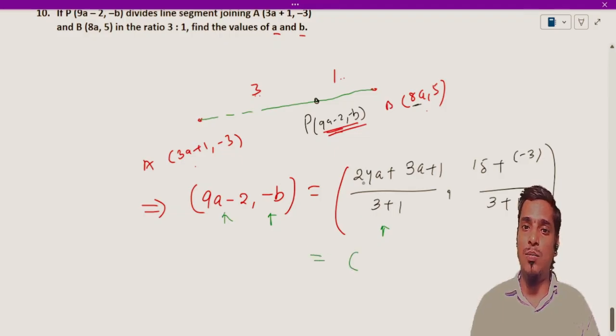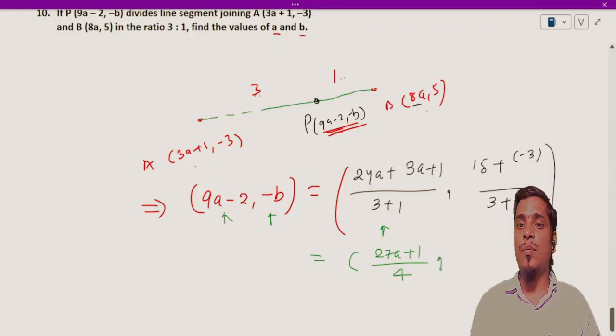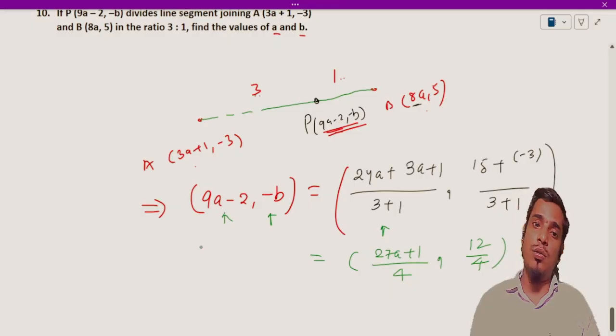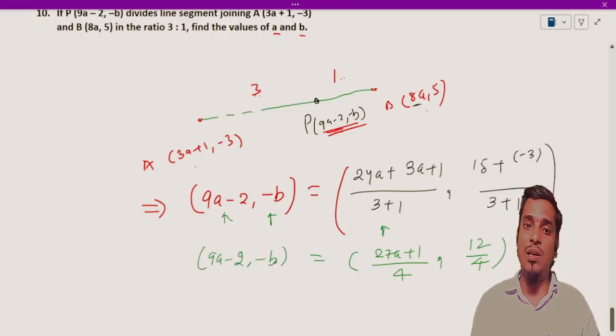This coordinate is nothing but 24 plus 3 is 27a plus 1 by the denominator 4, and in the numerator, if we simplify, plus minus is minus, so 15 minus 3 is 12 by 4. So this is equal to (9a minus 2, minus p). If we see, the first coordinate equals the first coordinate, x coordinate equals x coordinate, and y coordinate is equal to y coordinate.